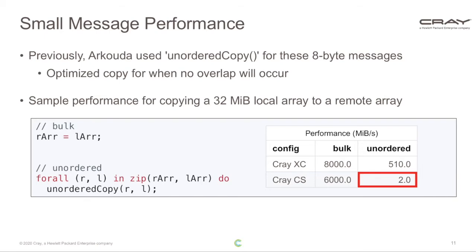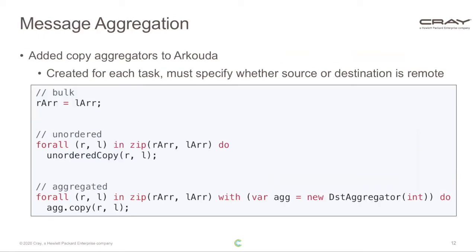And so we're going to take a look at what that looks like for the user code. So same as before, we have our bulk transfer and we have our unordered transfer. And this one at the bottom is now what our aggregation or small message aggregation looks like. So we have the same forall loop that we had before. And now we're using a with clause to create an aggregator for each task. So because our destination is the remote array, we're going to create a destination aggregator, and we're aggregating integers.